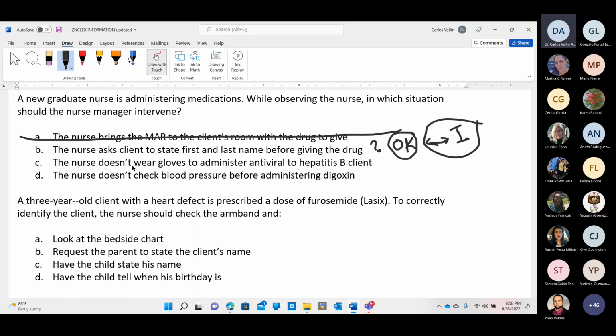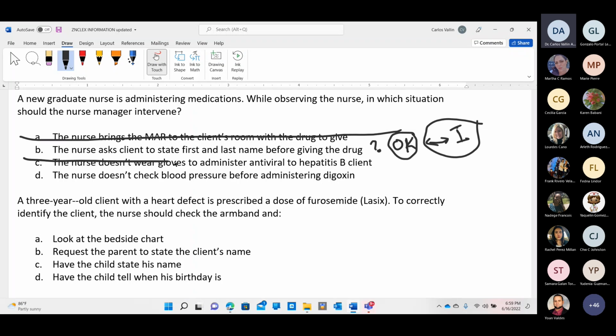The nurse doesn't wear gloves to administer an antibiotic to a hepatitis B client. Is it correct or incorrect? It's correct. Does everybody agree? What kind of infection control is hepatitis B? Standard precaution. And for standard precaution, unless you are touching body fluids, mucosa, or open skin, you don't need to wear gloves. To give a tablet to a patient, you don't need to wear gloves. Only wash your hands before and after interacting with this patient. So this is correct.